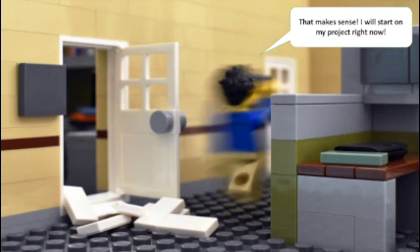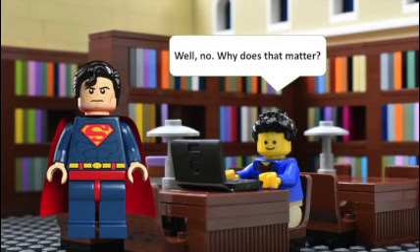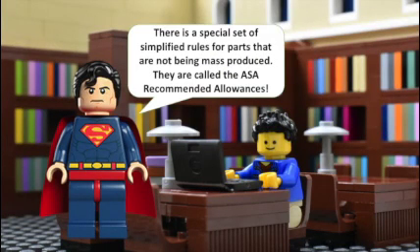That makes sense. I will start my project right now. Whoa, hold up. Are you mass producing this product? Well, no. Why does that matter? Well, there's a special set of simplified rules for parts that are not being mass produced. They are called the ASA recommended allowances.